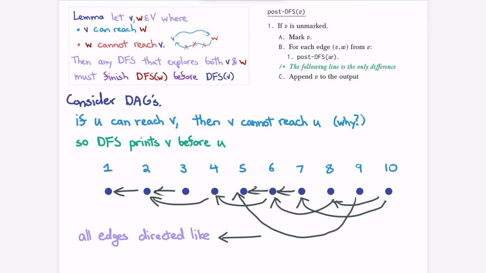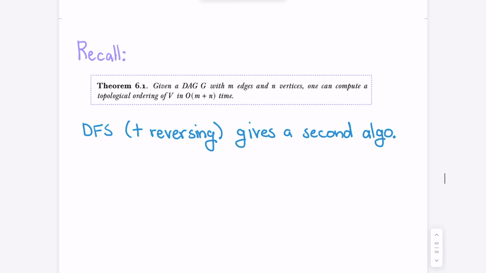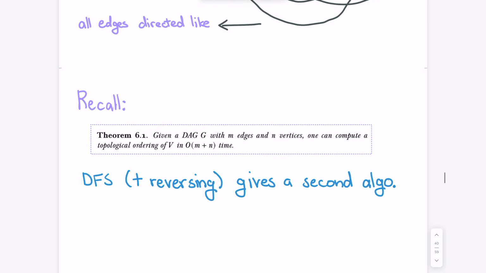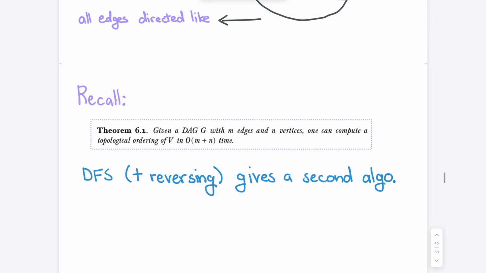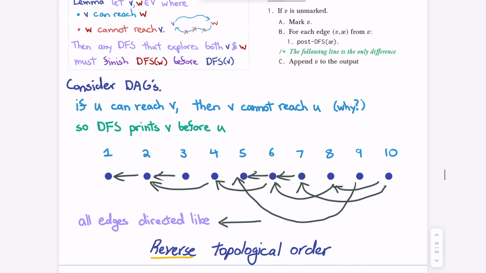So if you print it out in order on a DAG, what I just said was that if U can reach V, then V gets printed out before U. That means if I list out the vertices and draw the edges, they'd all have to go backwards up the list, whatever the edges are. So the point is this is the reverse of a topological order.